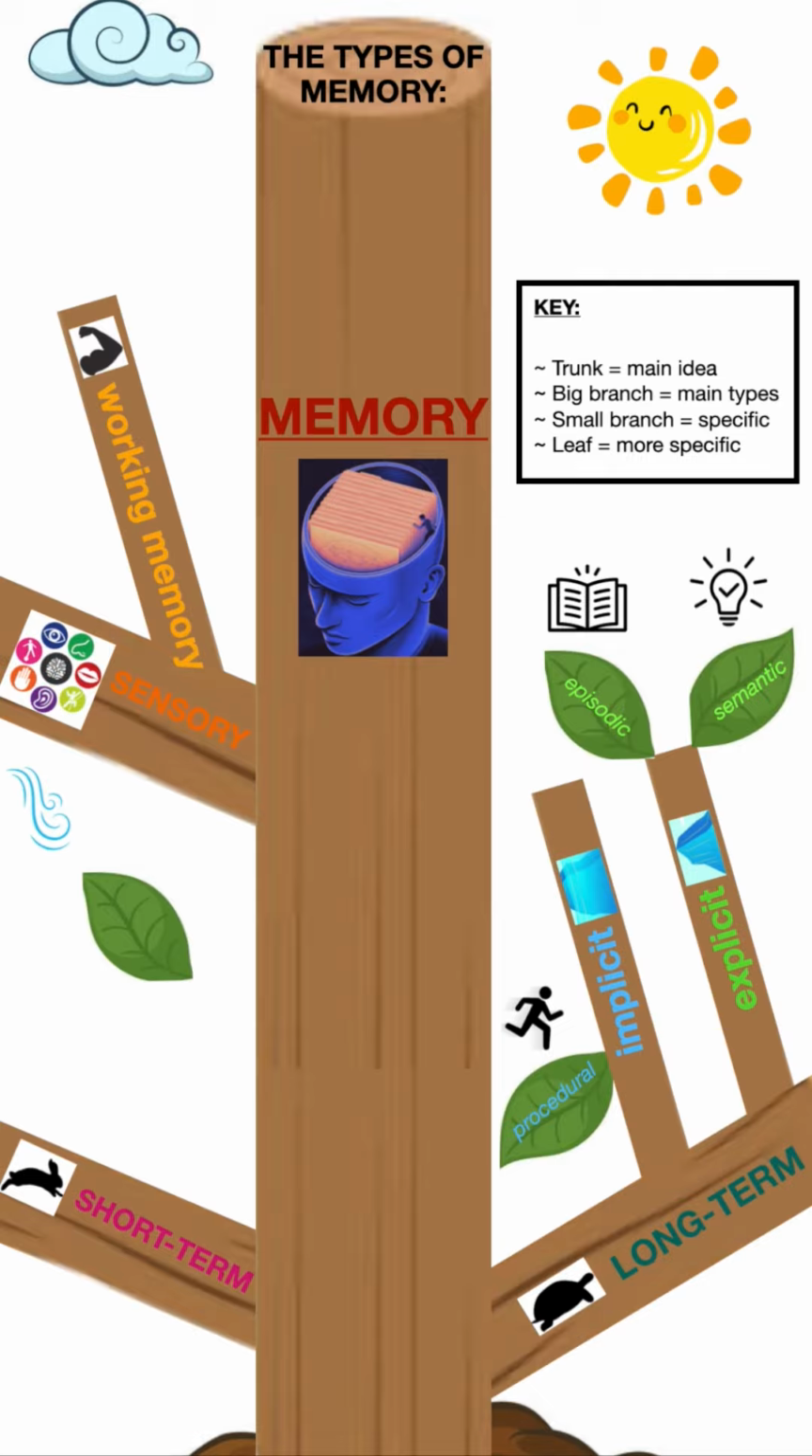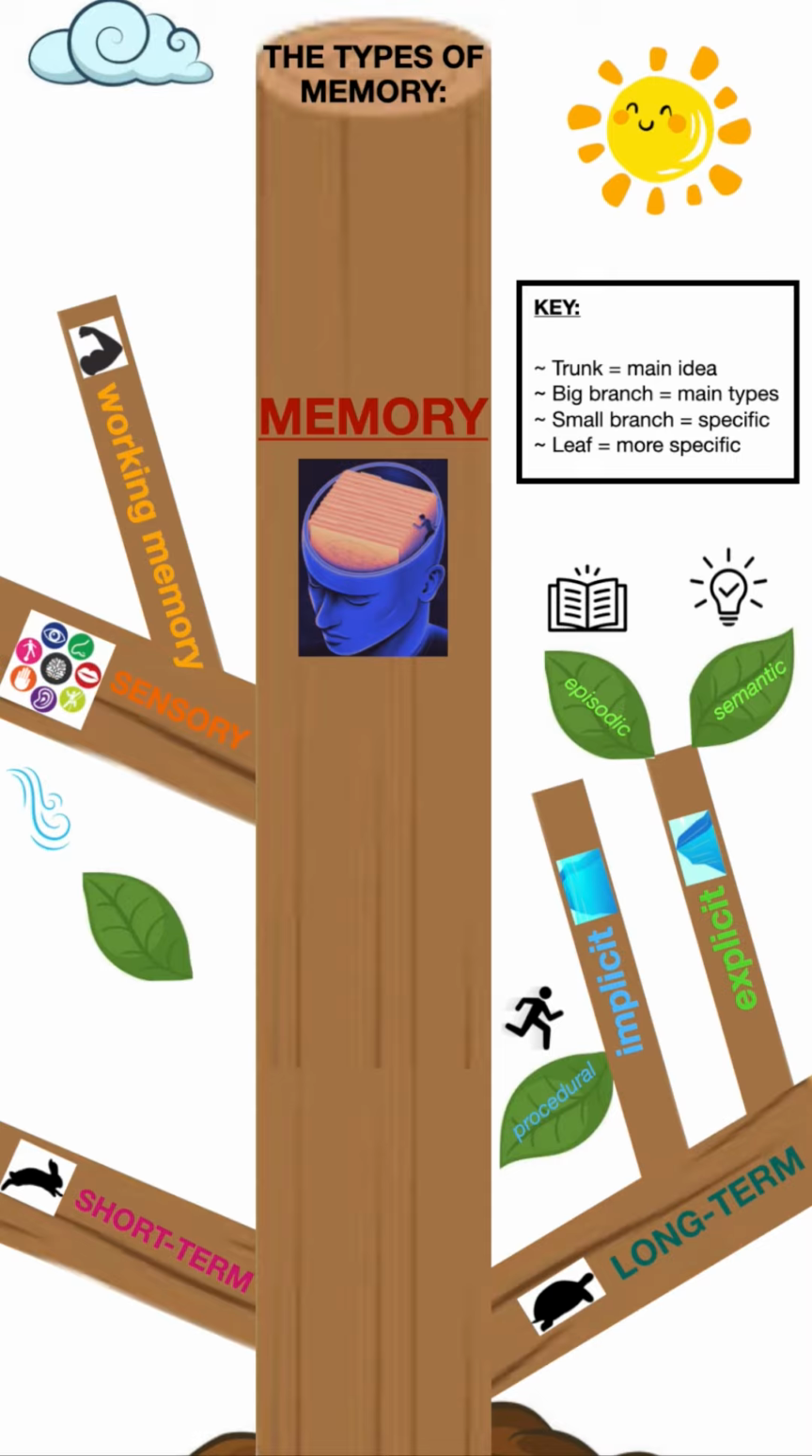Furthermore, working memory is an even smaller branch coming off of the sensory memory, which tells us that working memory is a form of sensory memory. The image of work, depicted by a strong arm, represents the fact that working memory allows us to hold and process information while simultaneously performing a task or work.